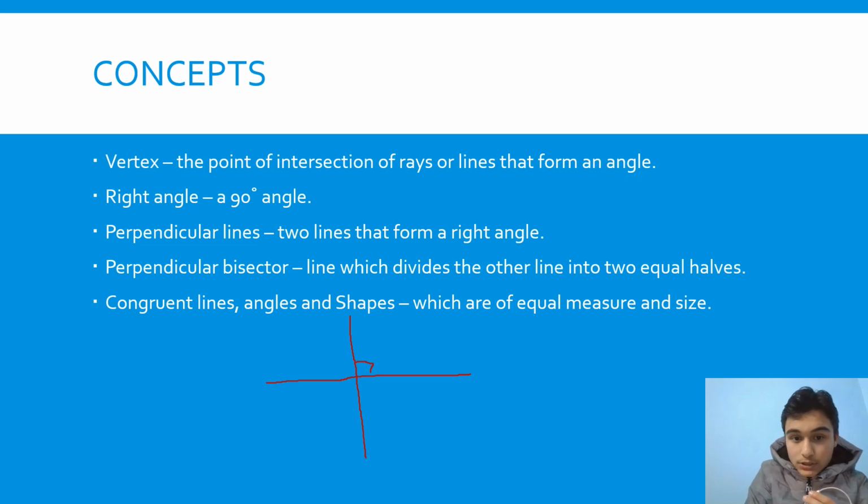Now, a line which divides the other line into two equal halves. Suppose this horizontal line is 8 centimeter long. Now, this is one line which is intersecting it, which is dividing it into two equal halves. Suppose it is dividing it into 4, simple.